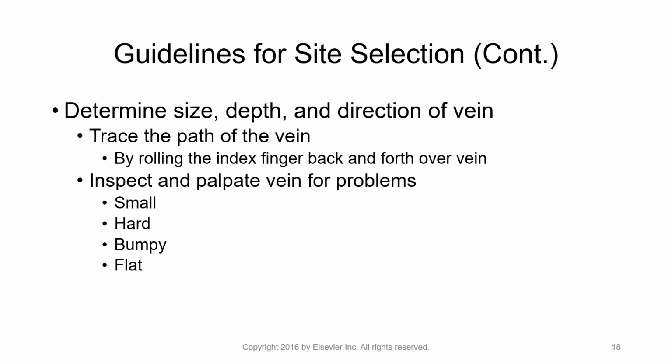I like palpating laterally across the arm till I find a vein, and then once I find it, I roll my finger back and forth over the vein to help me determine the size, depth, and direction of the vein. You should check that vein as you're palpating it if there's any issues with it. Does it feel small? Is it too small to do the puncture? Is it sclerosed, hardened? Is it bumpy because of scarring or something like that? Or is it flattened down because of your patient's anatomy? So check it for issues. You want the biggest, most prominent, easiest to access vein.